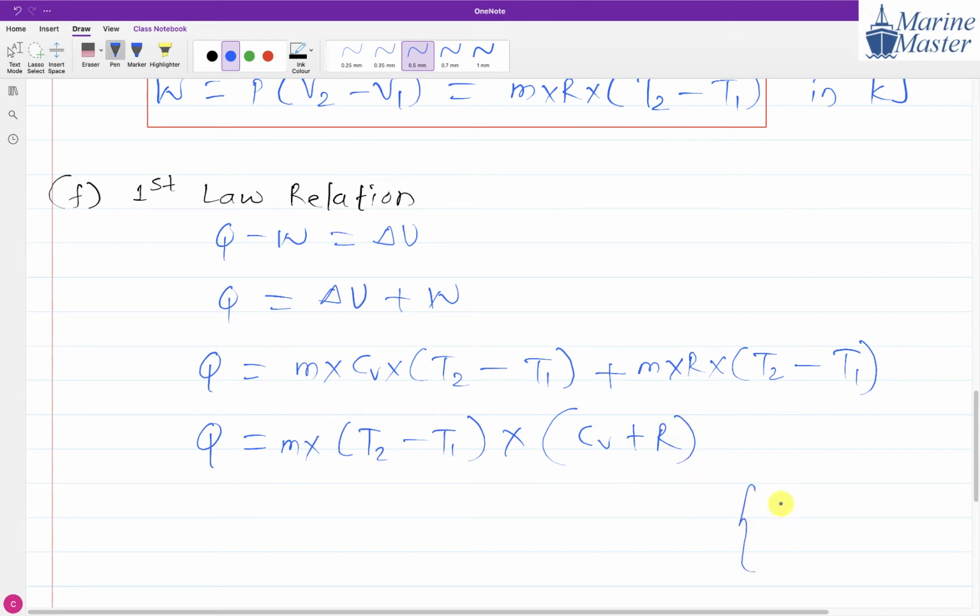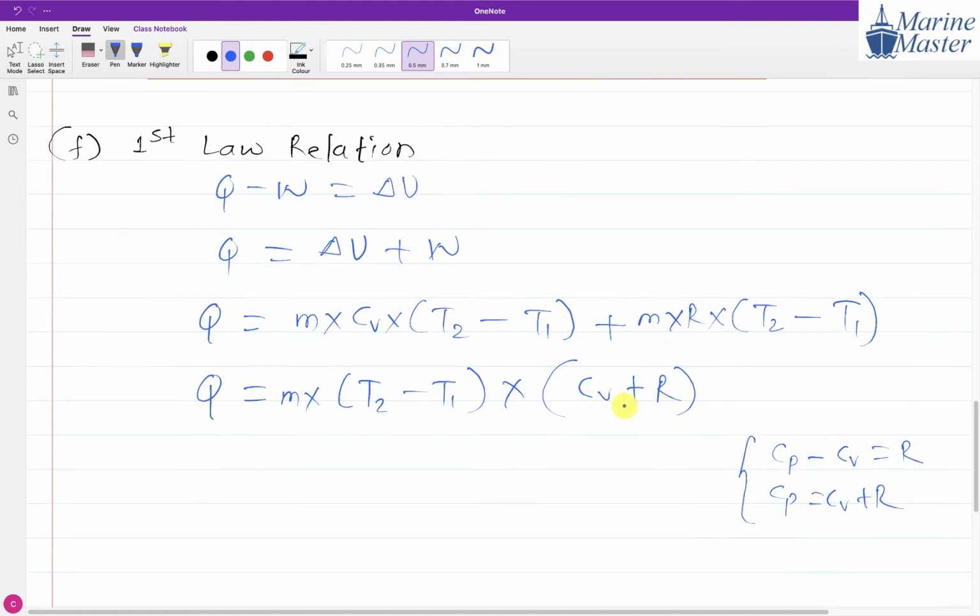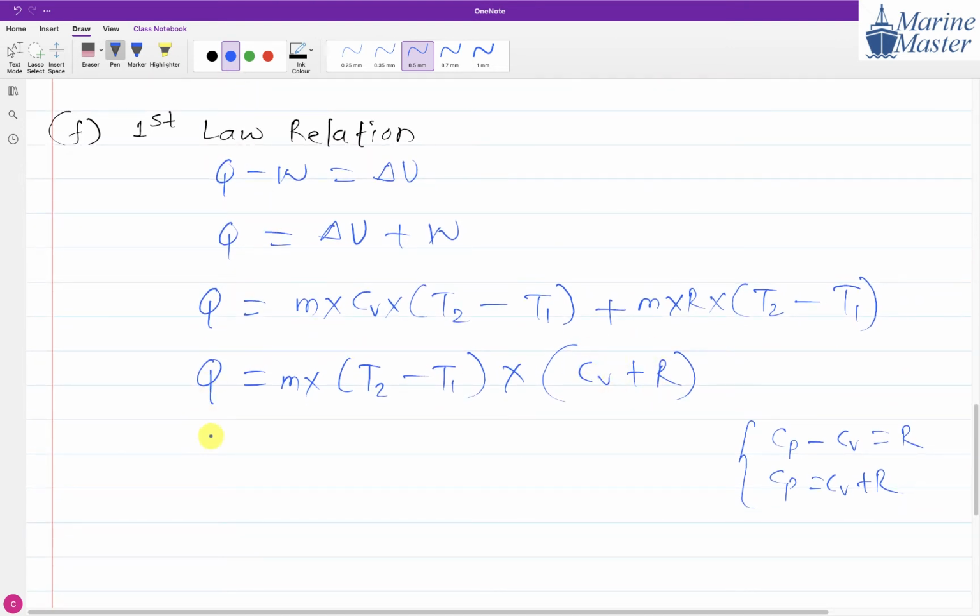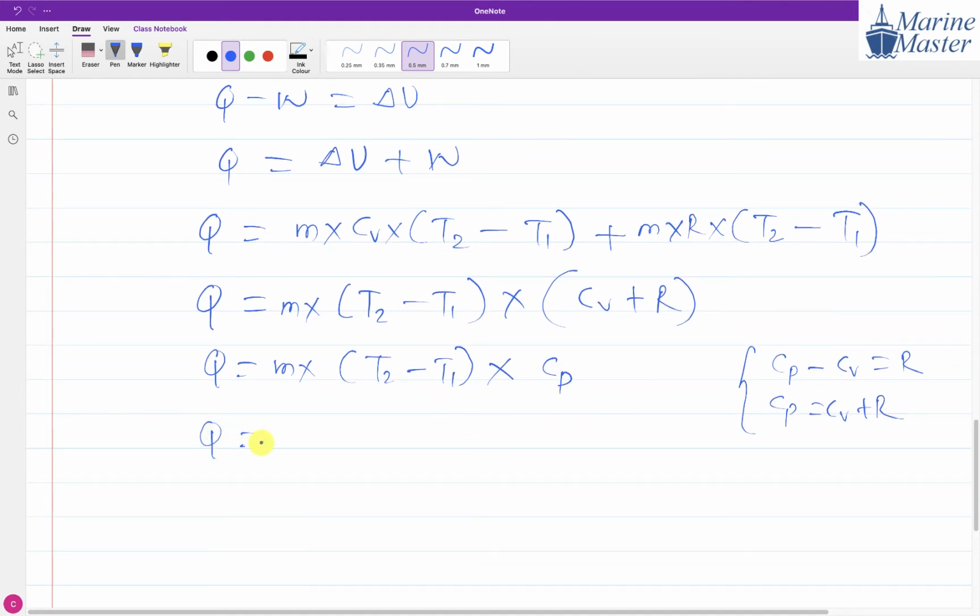And we have seen Cp minus Cv is equal to R. So Cp will become Cv plus R. So can we replace Cv plus R by Cp? Of course, sir. So m into T2 minus T1 times Cv plus R, which is Cp. So Q will become m Cp T2 minus T1, and the unit will be kilojoule.